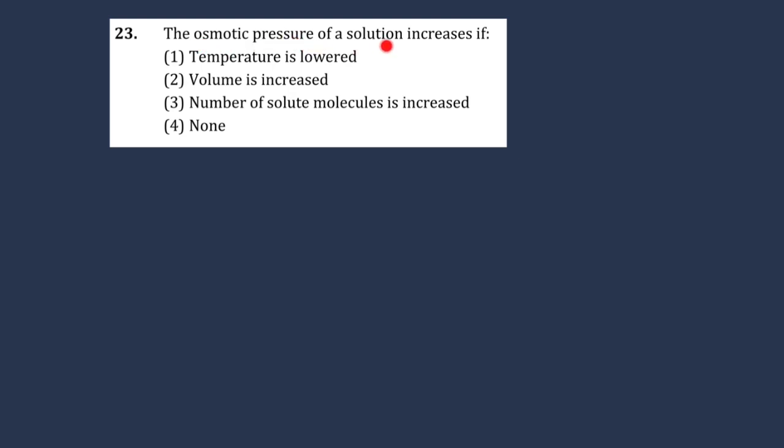Next one, 23. The osmotic pressure of solution increases if. Now only we discuss osmotic pressure increases when number of solute particles are increased and solvent particle decrease. Solute particle increase, solvent particle decrease. So we have to read here option: temperature is lower, volume is increased, number of solute molecule increase. Therefore, which option correct? Third option is correct.